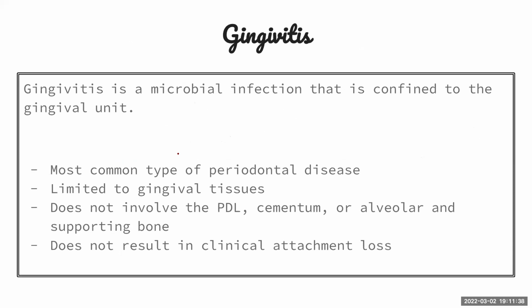Gingivitis is a microbial infection that is confined to the gingival unit. There's no apical migration of the junctional epithelium. There's no attachment loss. So it's the most common type of periodontal disease. It's limited to the gingiva, does not involve the periodontal ligament, the cementum, alveolar, and supporting bone, and it does not result in clinical attachment loss.